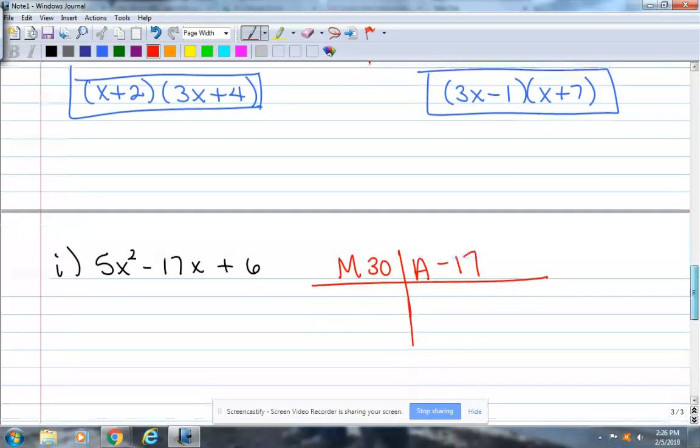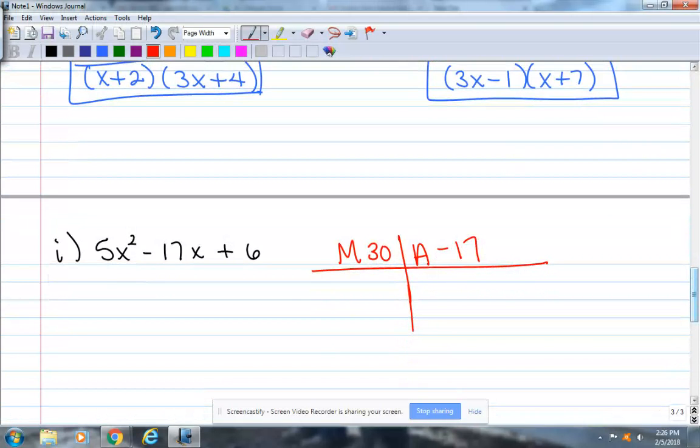What signs do I need? Both negative. Y'all agree, both negatives? Okay. So you got negative 3, negative 10. You got negative 5, negative 6. 15 and 2. Good.